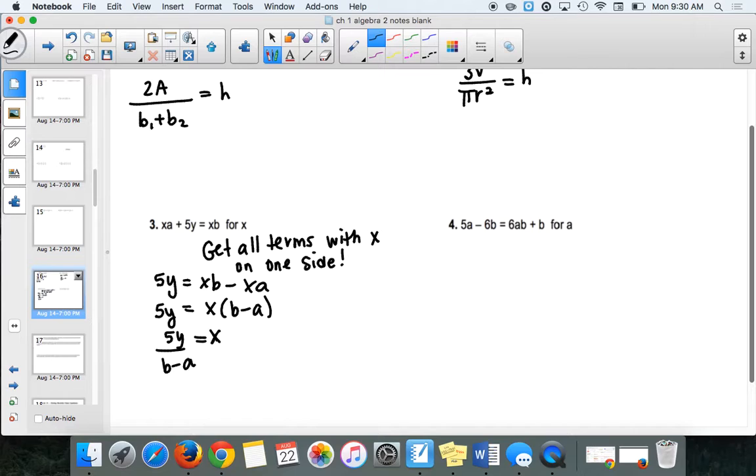All right, so let's try it on this one. We're trying to solve for a. So we're going to get everything that has an a on one side of the equation. So kind of do it along with me. I'm going to subtract my 6ab to the left side. Doesn't matter which side you get them on. And then I have my b, and I'm going to add the 6b to the right side. So on that right-hand side, I have b plus 6b, so I'm going to say 7b.